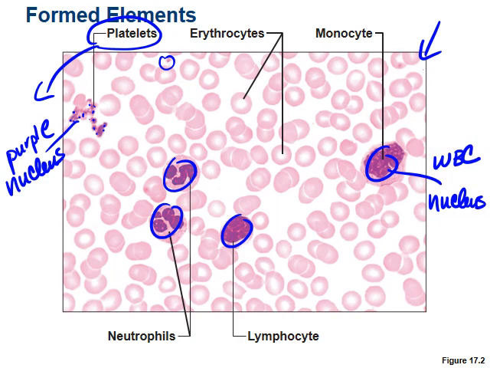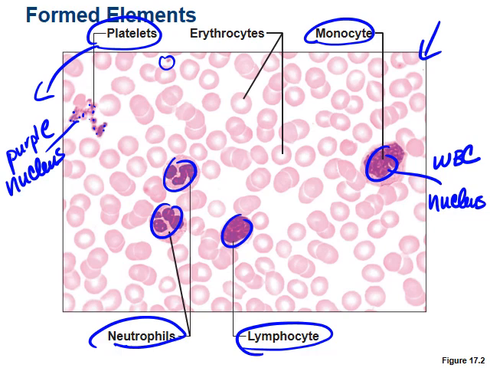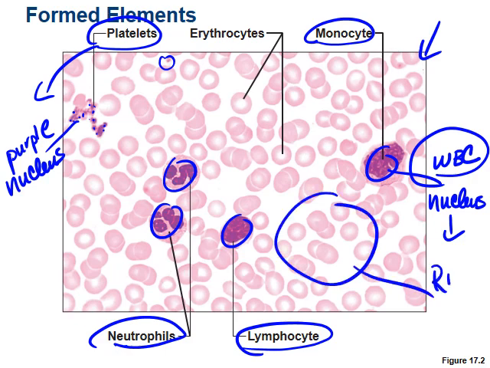And then they tell you specifically the different types. So this is a monocyte, this is a neutrophil, this is a lymphocyte. These are all white blood cells. And so if you see a nucleus, that has to be a white blood cell. And if it's a whole cell, if it's a little tiny fragment, it has to be a platelet. Hopefully you can see how all of the red blood cells or the erythrocytes have no nucleus.